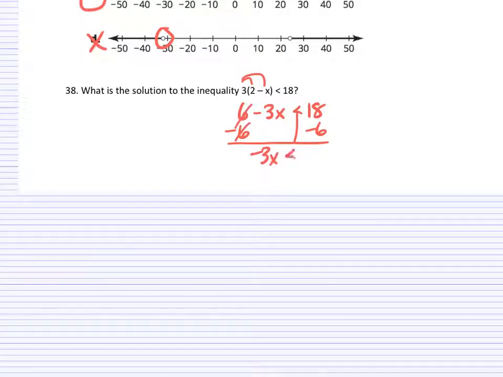I do not flip my symbol yet because that was subtracting. And in the next step, the opposite of multiplying by negative 3 is dividing by negative 3, and I am dividing both sides by a negative, so I do have to flip my symbol, and I get x is greater than negative 4.